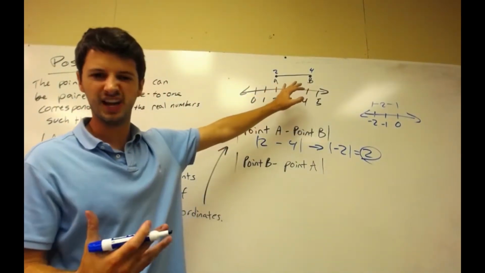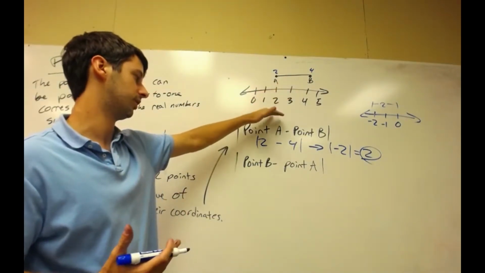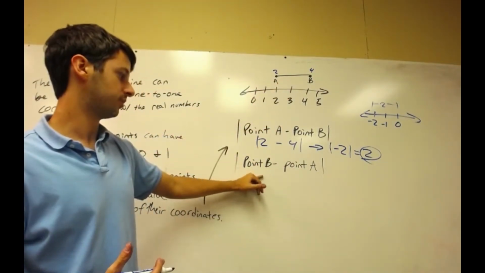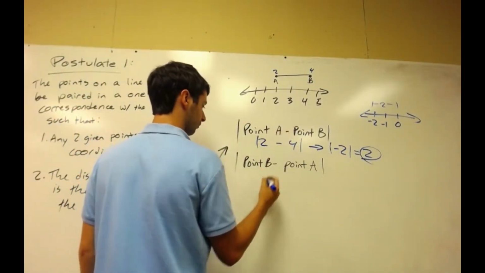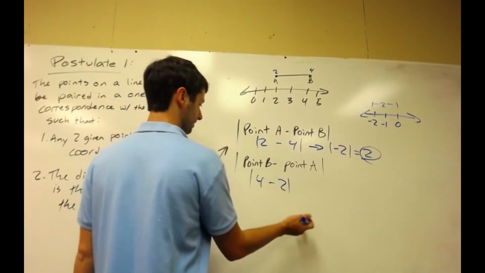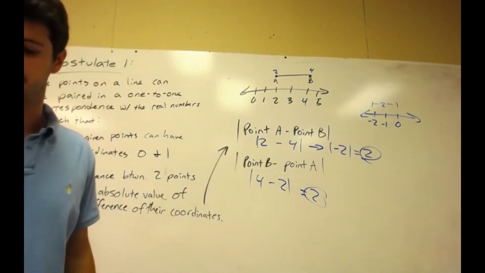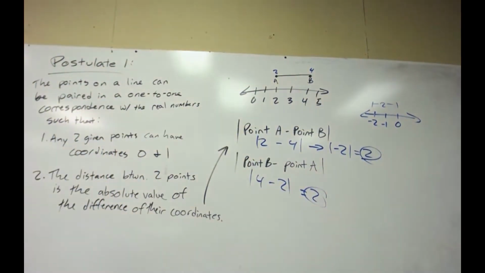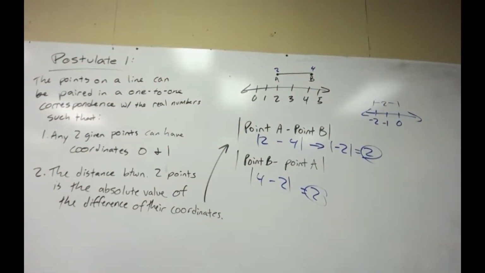Now, obviously, you can count, but when we get into bigger numbers, you're going to want to do the difference. But you could also do point B minus point A. I'll show you real quick. Point B is 4. Point A is 2. So the absolute value of 4 minus 2 is simply 2. It's just showing you that it's the same thing. But that is some definitions in lesson 2. Next, let's move to some examples.